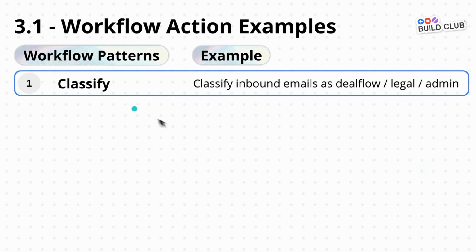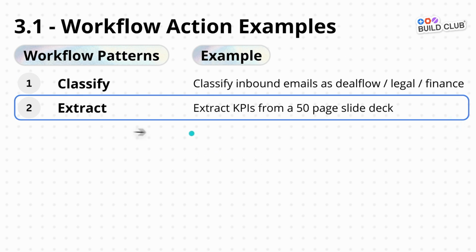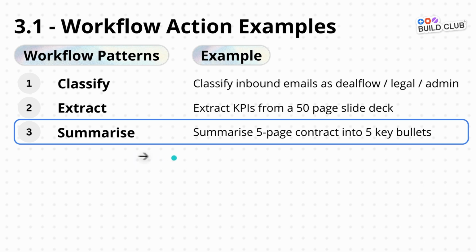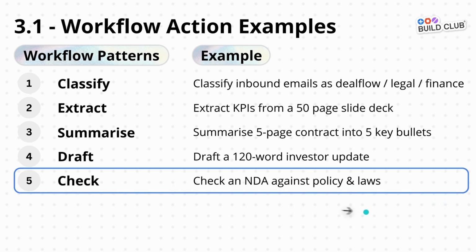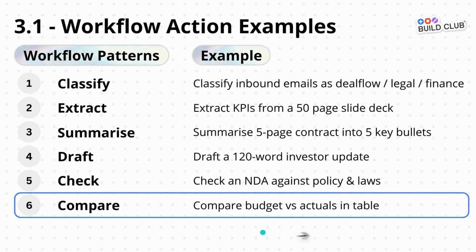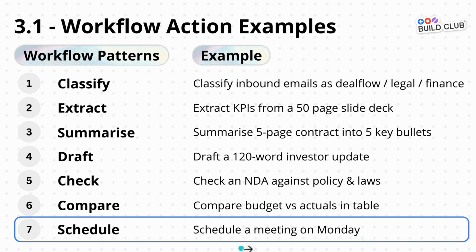mean. Number 1, classify. An example is for either a human or AI to classify inbound emails as deal flow, legal, or admin. Number 2, extract. Extract KPIs from a 50-page slide deck. 3, summarize. Summarize a 5-page contract into 5 key bullets. 4, draft. Draft a 120-word investor update. 5, check an NDA against policy and laws. 6, compare. Compare budget versus actual forecast in a table. 7, schedule. Schedule a meeting on Monday.